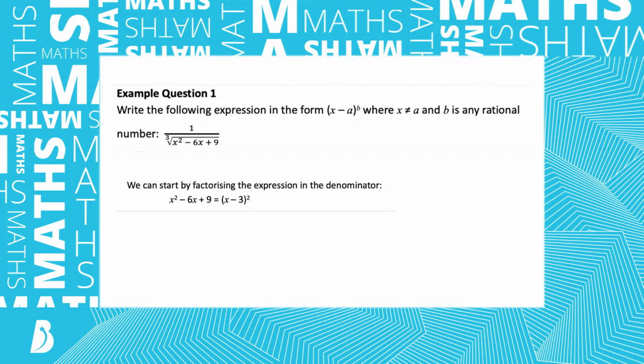We can start by factorising the expression in the denominator. So we have x squared minus 6x plus 9. We know from GCSE that it factorises to x minus 3 all squared. You could also write it as x minus 3 times x minus 3, but x minus 3 all squared is in the format that we want. Putting this back into the denominator gives us 1 over the cube root of x minus 3 squared.